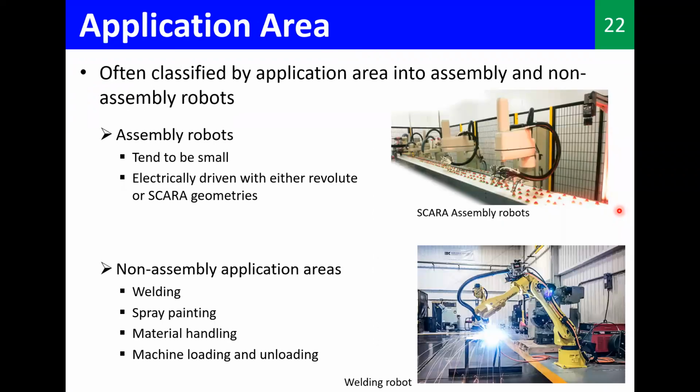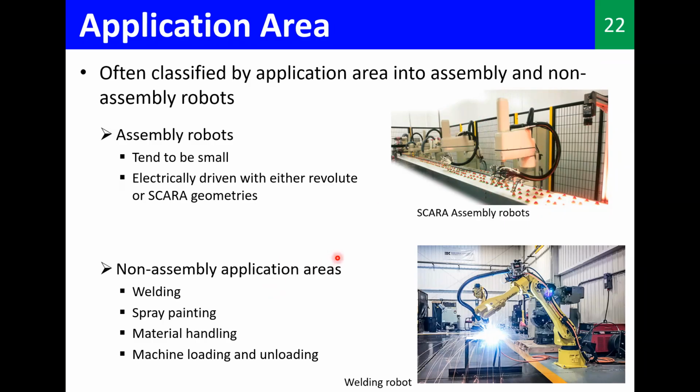All right. And the third classification I'm going to make is based on the application area, right? By now, I hope you can recognize this type of robots, right? So we have two main categories: the assembly and non-assembly robots, right? So these assembly robots tend to be small and electrically driven. So here you can see again some pick and place or something similar using SCARA assembly robots.